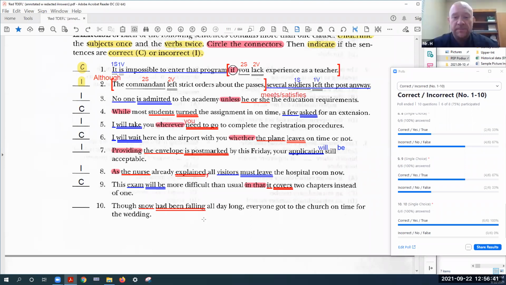Good. And then first subject: everyone. First verb: got. It means arrived at the church. And then the connector: though. Yes. And the sentence is correct. Bingo. You got it. Well done, guys.